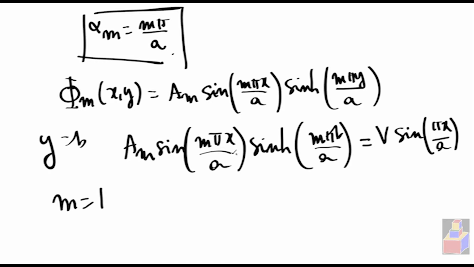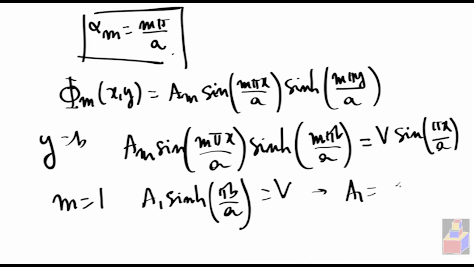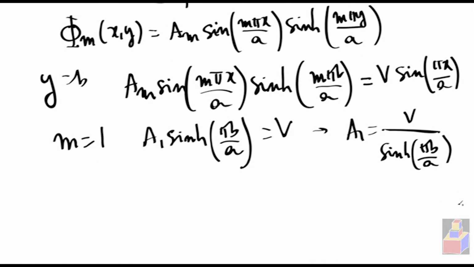And when you make m equals 1, you have to choose the constant A_1 sinh(πb/a) equals V. So if I do this choice, I solve the boundary value problem. I solve the differential equation subject to the boundary conditions. So that's the solution for the problem.